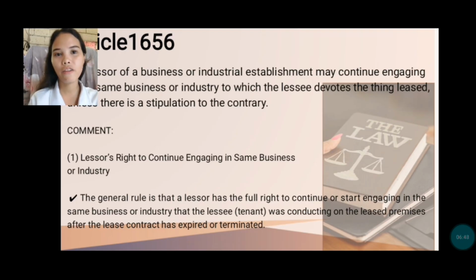So, Article 1656: the lessor of a business or industrial establishment may continue engaging in the same business or industry to which the lessee devotes the thing leased, unless there is a stipulation to the contrary. Comment. The lessor's right to continue engaging in the same business or industry. So, the general rule is that a lessor has the full right to continue or start engaging in the same business or industry that the lessee or tenant was conducting on the leased premises after the lease contract has expired or terminated.